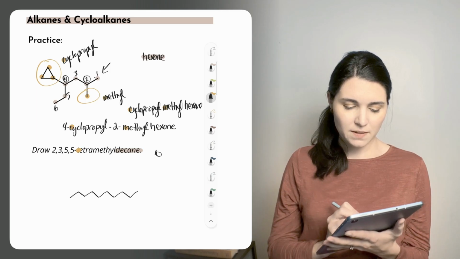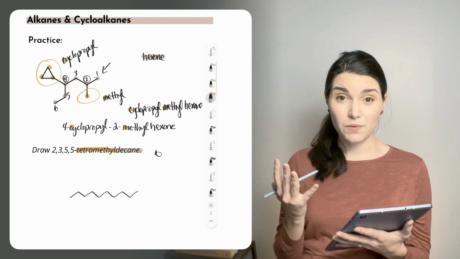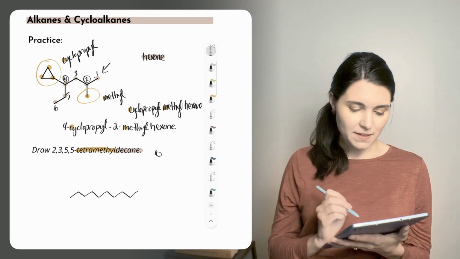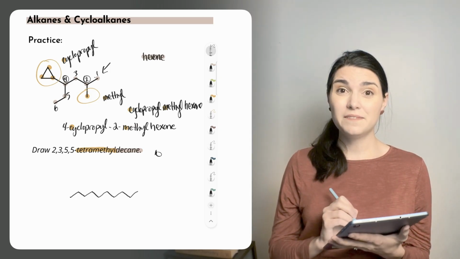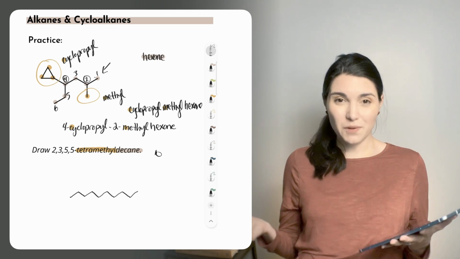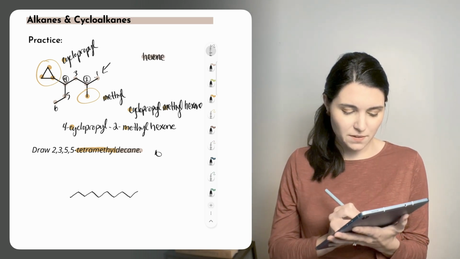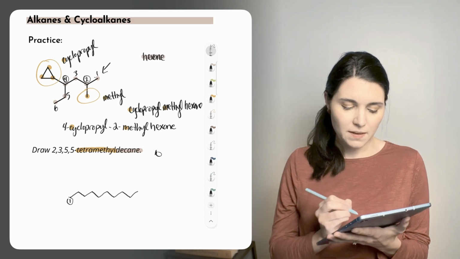And then we're going to add our substituents. So we have tetramethyl. So that means there are 4 methyl groups. And they are located at 2, 3, 5, and 5. So when we're drawing the molecule, we can just pick an end before we put the substituents on. So I'm going to just call this carbon number 1, and we'll go from here.